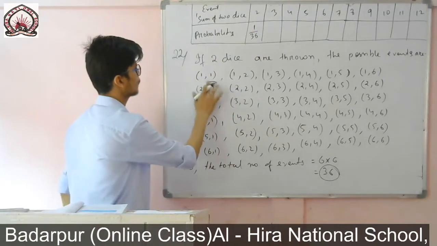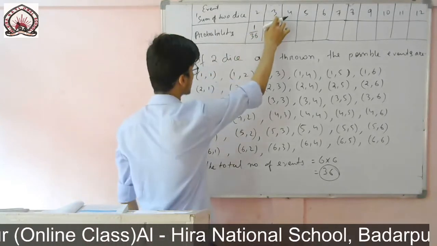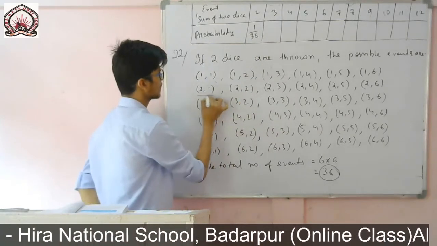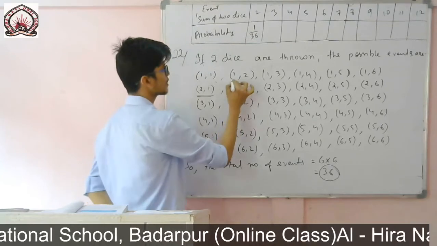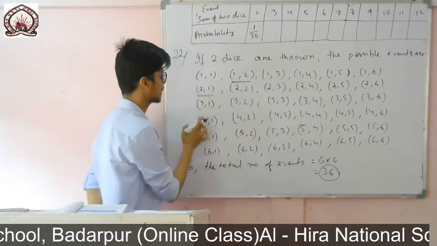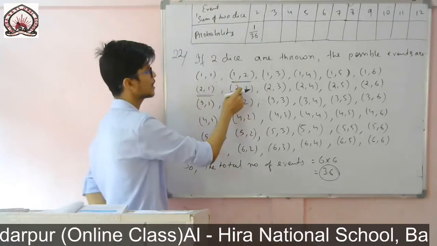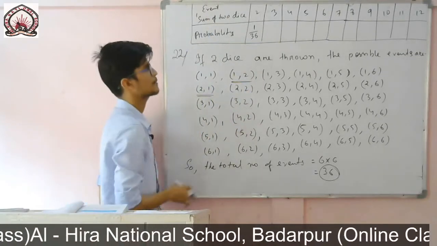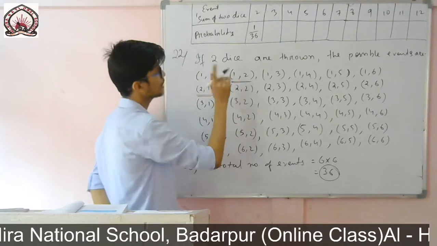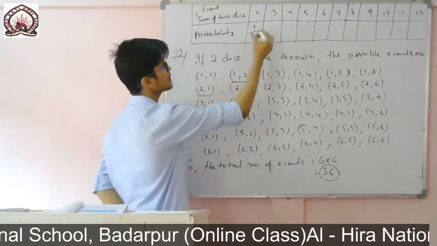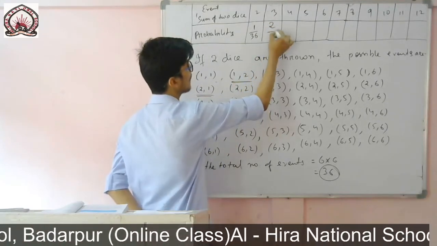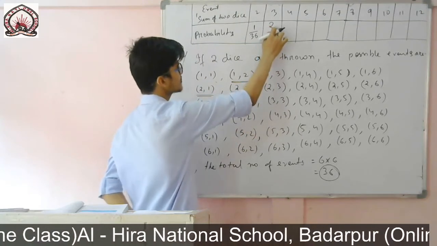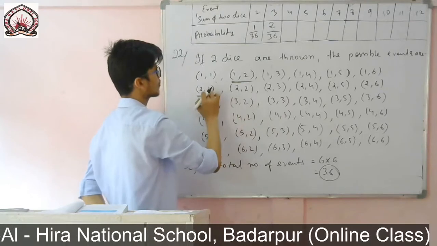Then again, to get the sum 3, what are the possible events? 2 plus 1 I will get 3, 1 plus 2 also I will get 3, and if you add 3 plus 1 you get 4, 2 plus 2 you get 4, and if you add any other number you will not get the sum 3. So there are only 2 possible events. That means the favorable outcome will be 2 out of 36. 36 is the total possible outcome.